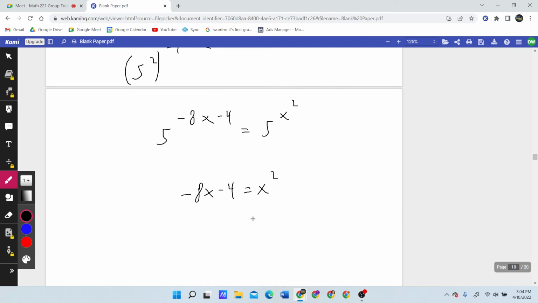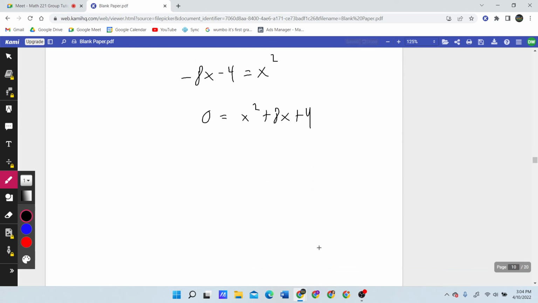A quadratic function does not always mean quadratic formula, but again, it's quadratic because it's x squared. That's what quadratic means. How I solve equations with x squared in them, I need to set the equation equal to 0. I like having the leading power positive. So I'm going to say 0 equals x squared plus 8x plus 4. In other words, I added 8x plus 4 to both sides.